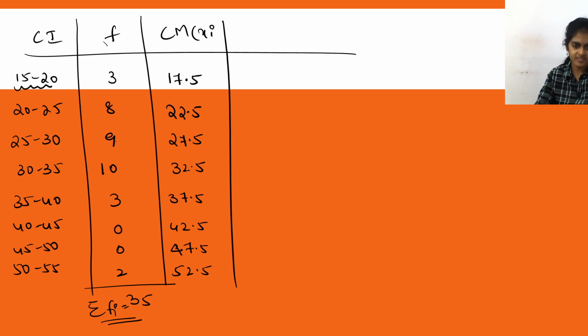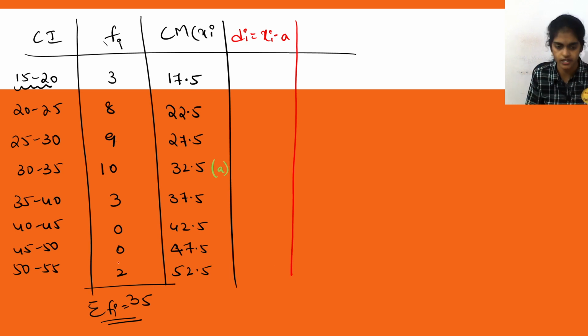Now, since my class marks are bigger values, and decimal values, the calculation becomes complicated. So, let us take an assumed class interval. Let us take this 32.5 as the assumed class interval, somewhere in between. We have discussed how to take the assumed class interval in the exercise 14.1 class. If you have missed watching it, please do watch because all these classes are related to each other.